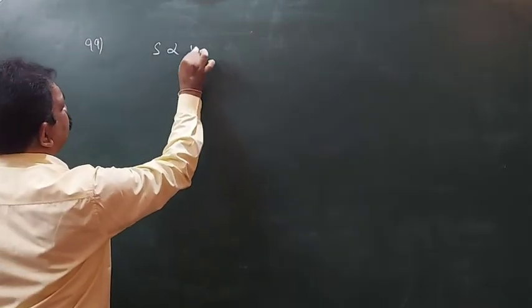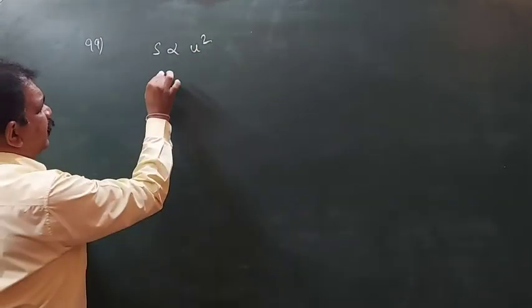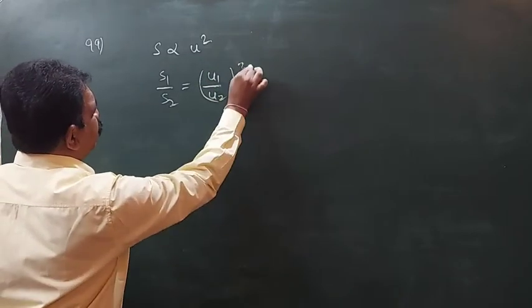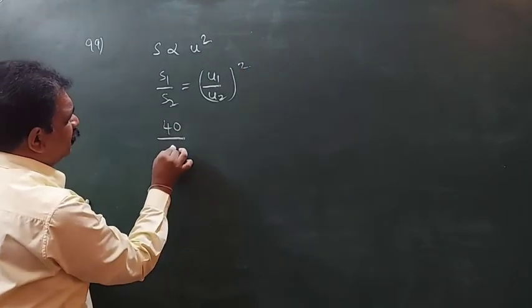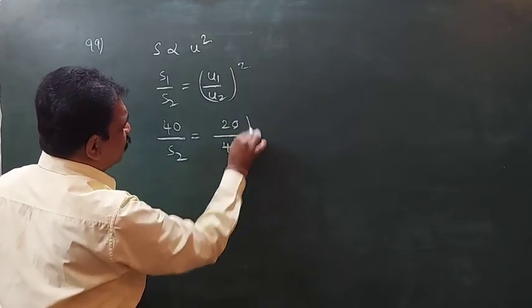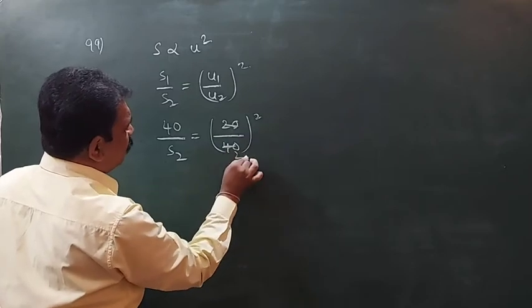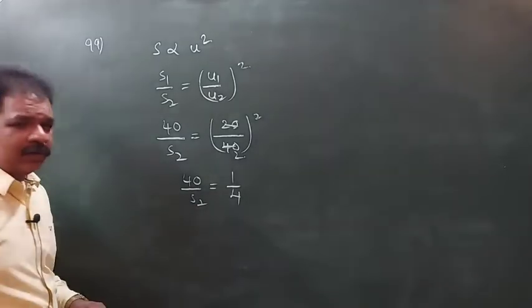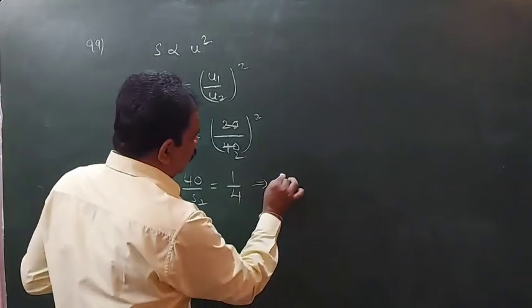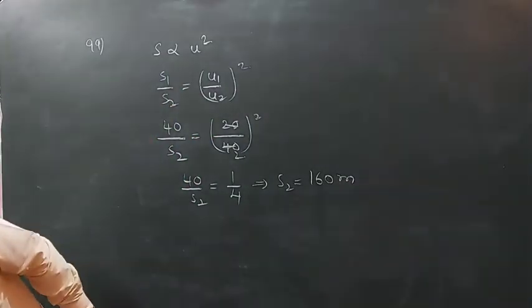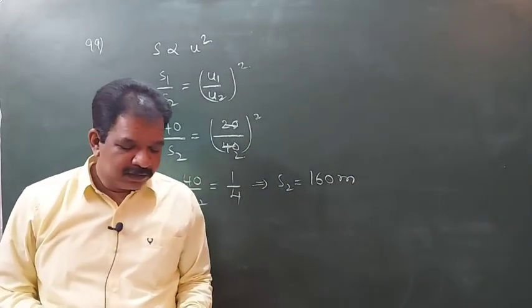99. S is proportional to u square. Then S1 by S2 is equal to (U1 by U2) whole square. This is 40, S2 is how much? This value 20, double the velocity means 40. So the 20 will cancel. 40 by S2 is equal to (1 by 2) square, which means 1 by 4. Then S2 is equal to 160 meter. So the option for this will be the third option.